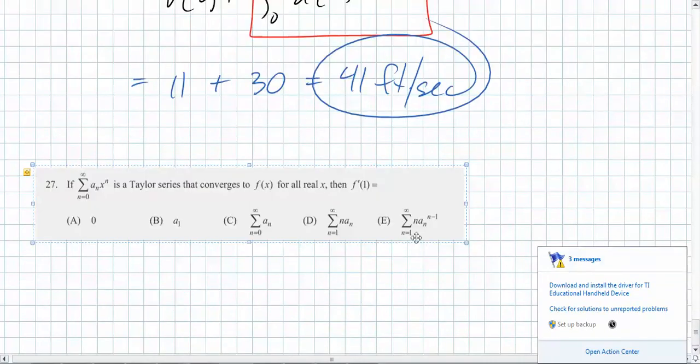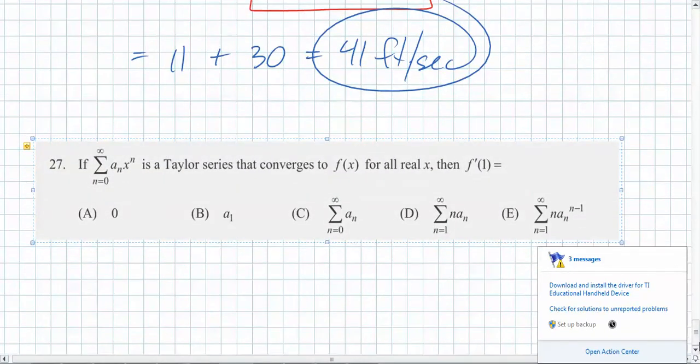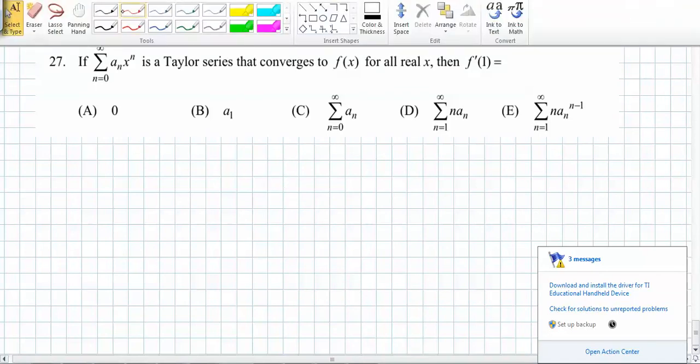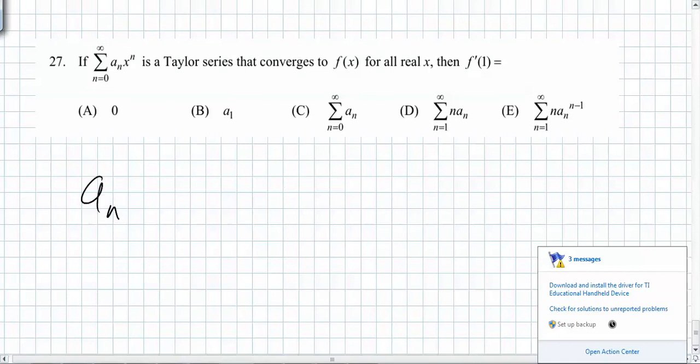Okay, so we got a Taylor series. If that's a Taylor series that converges to f of x for all x, then f prime of 1 is going to equal what? So you can actually just do the derivative, can't you? Look, I would like you to do this. If you were to take the derivative of this right here, if this right here was your f of x, that's your infinite sum.